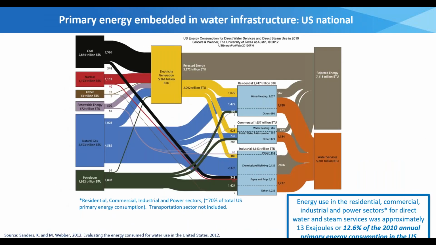Also, there is a primary energy embedded in the water infrastructure. So basically energy use for water in the residential, commercial, or industrial sectors is roughly 13% of the total energy use in the US. So it's a fairly significant piece, both for water heating and also treatments and other industrial uses. Next slide.